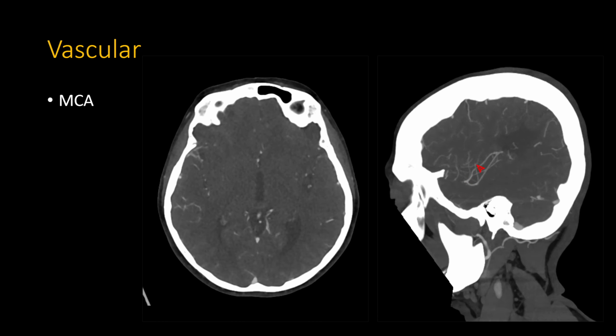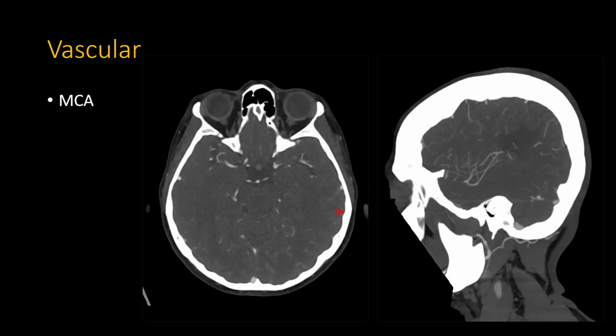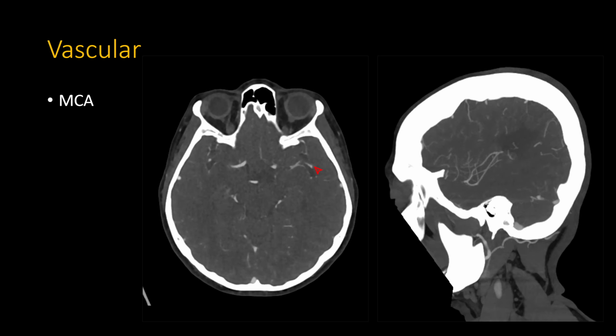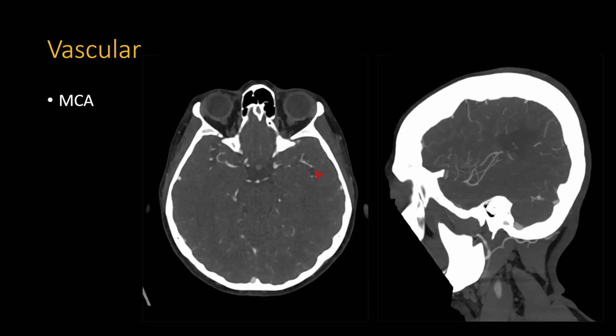Again, where exactly M2 and M3 end is not that important, because the evidence for treating M2, even proximal M2, is quite mixed and weak at the time of this presentation. So really just focus on M1 and proximal M2s, and anything else you can say distal M2, proximal M3. I think that's perfectly appropriate.